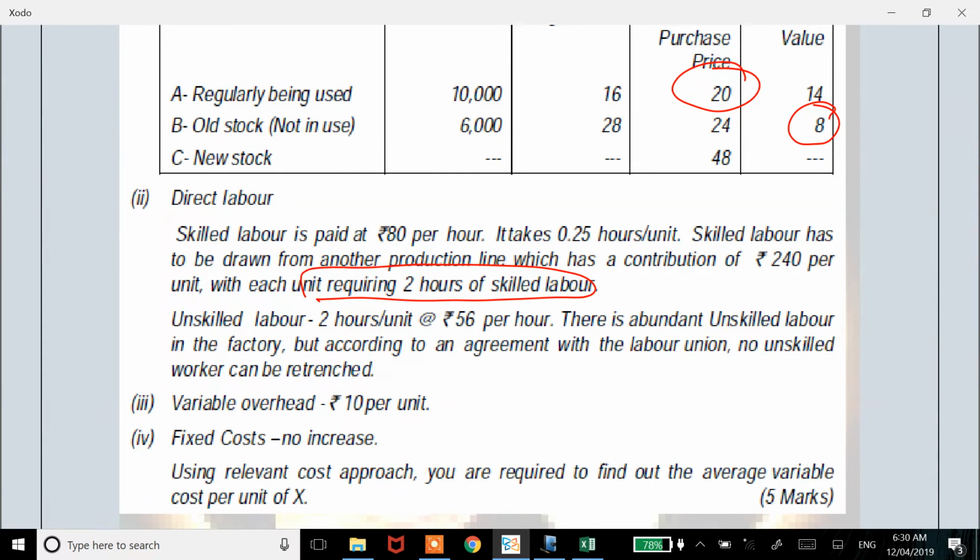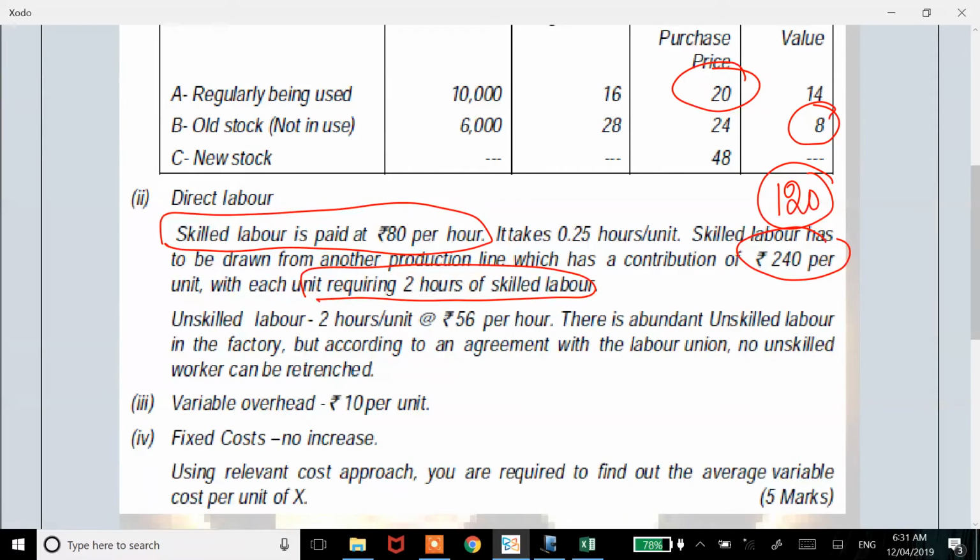When I take people from another audit, I'll lose the revenues of the other audit which is going on. In the other audit, I'm earning 240 rupees for every 2 hours. So technically, I'm earning 120 for 1 hour. Now listen. When you calculate this contribution of 240, you should not be deducting this labor cost. That's the rule. If you have deducted this labor cost when you calculated the contribution, then the relevant cost is 120 plus wages payable. If you have deducted, add it back. If you have not deducted, don't add it back.